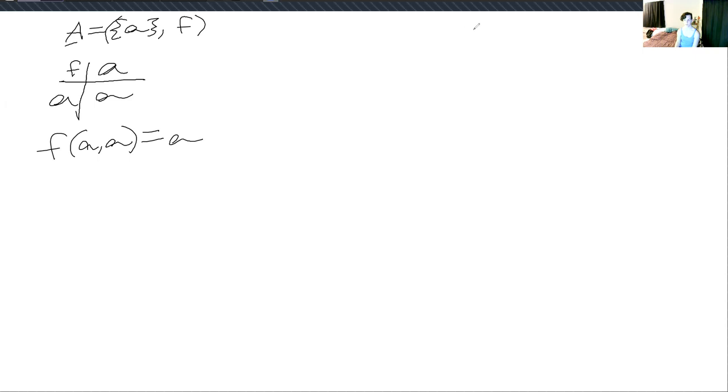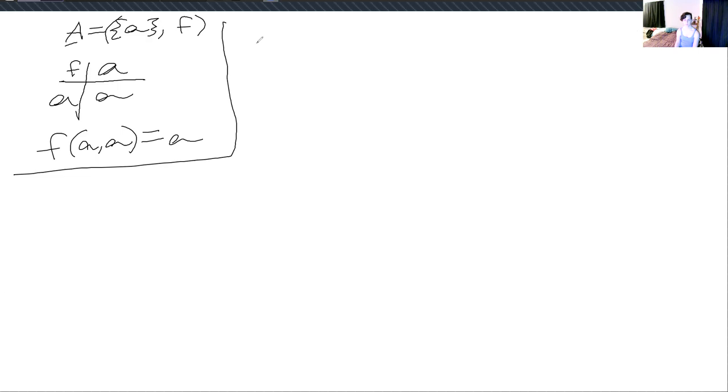This is the only magma with a single element. This is the only possible multiplication that we could have on a set with one element, where we have to define what all of the products are. It's this one. So that one's not super crazy in many respects. So that's pretty much it for order 1.